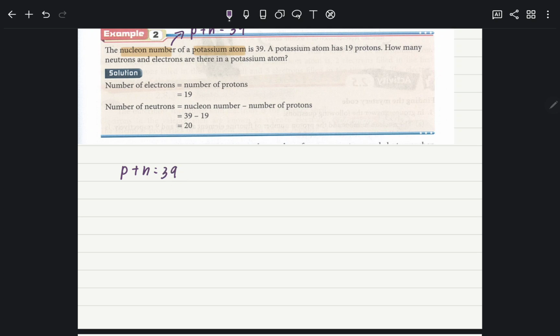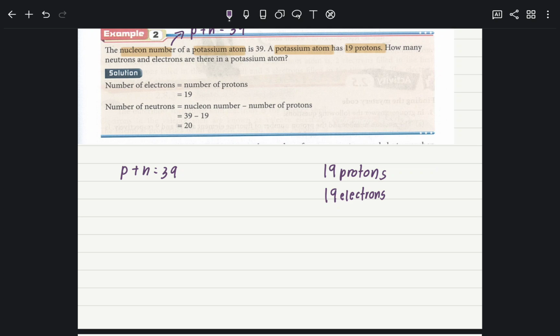And they say a potassium atom, highlight potassium atom. Atom means proton and electron are the same. It has 19 protons, so it has 19 electrons also, because it is an atom. You see, they mention the word atom. So in an atom, proton and electron are just the same. Understand? How many neutrons and how many electrons are there in a potassium atom?